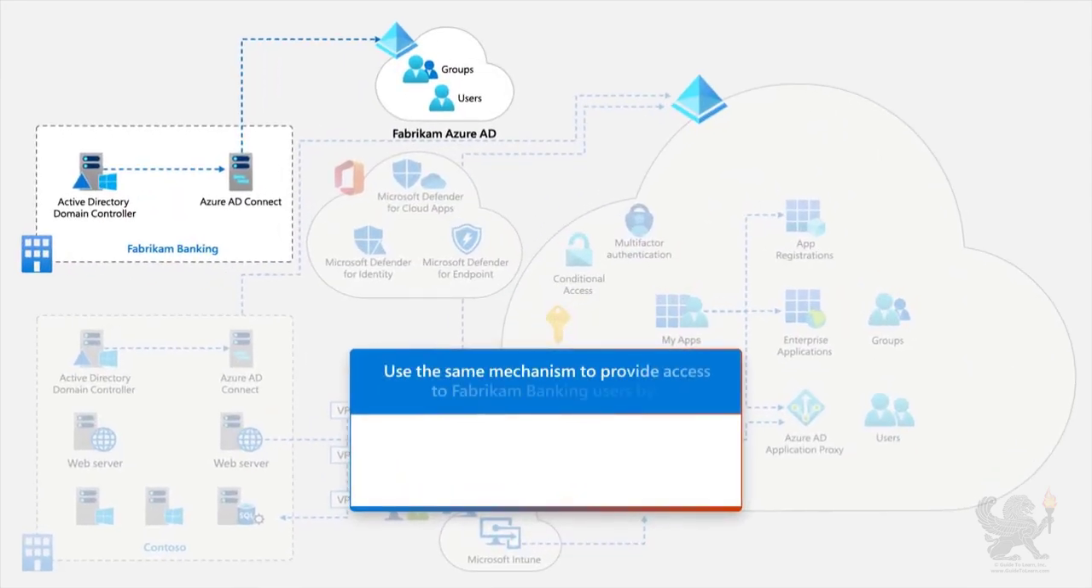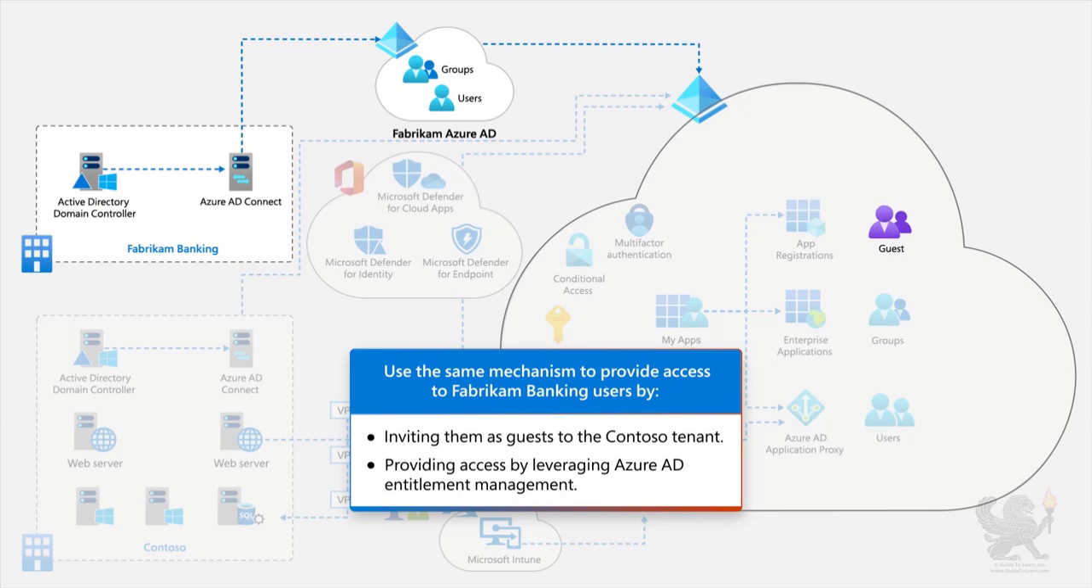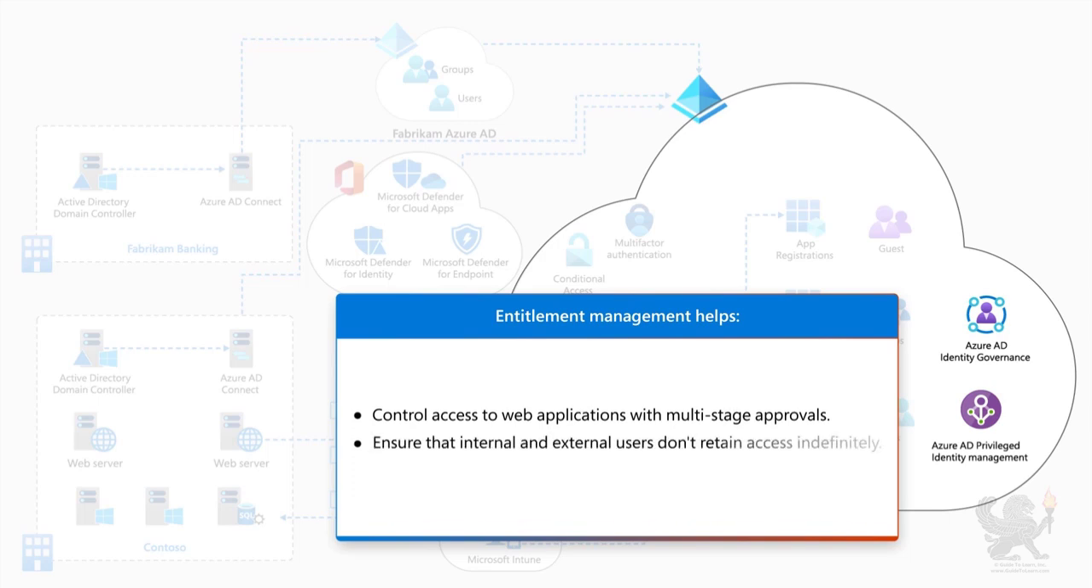The same mechanism can be used to provide access to cloud and on-premises applications to Fabricam banking users. This can be done once they are invited as guests to the SecL tenant. Their access can be provided by leveraging Azure AD Entitlement Management, which supports both internal and external users. Entitlement management will allow SecL to control who can get access to web applications with multi-stage approvals, ensure that internal and external users don't retain access indefinitely by relying on time-limited assignments and recurring access reviews.